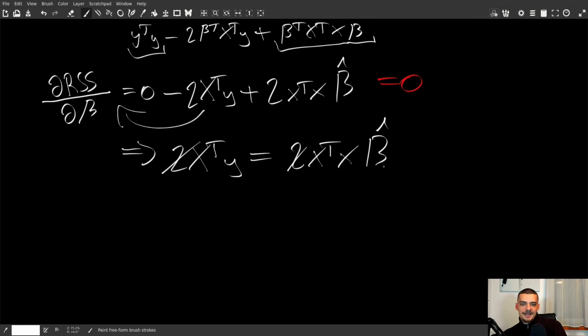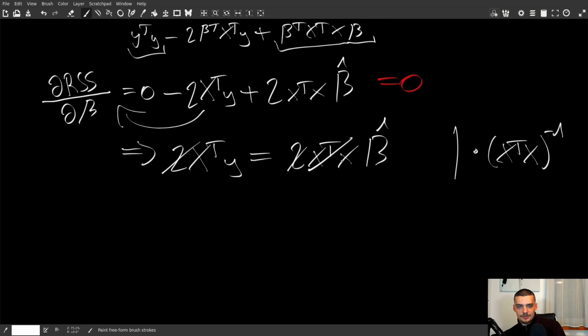Now, how do I get beta hat here? I need to get rid of this here. We're just going to assume now that this has full rank, that this is invertible, so to say. And essentially, we're going to divide by X^T X, or X squared, whatever you want to call it. And we're going to do that by multiplying with the inverse, so by multiplying with (X^T X) inverse.